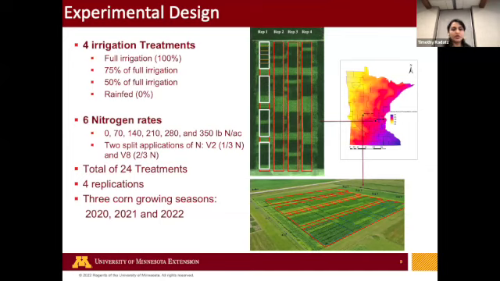So in total, we have 24 treatments, which is a combination of 4 irrigation and 6 nitrogen rates. And we are replicating that 4 times. So in the figure on the right on top, you see these red boxes are the replications. Within each red box, we have these 4 main plots, which are the irrigation plots. And within each irrigation, we have 6 nitrogen rates, that is 0 to 350 pounds of nitrogen.